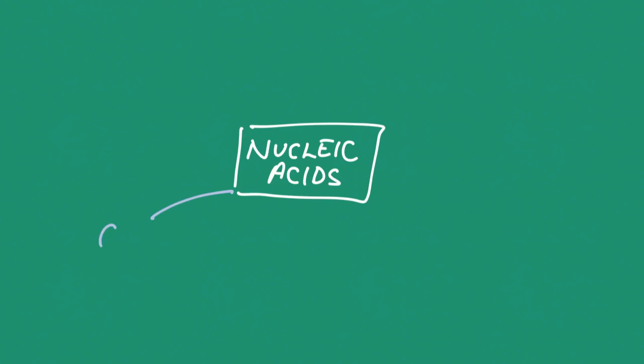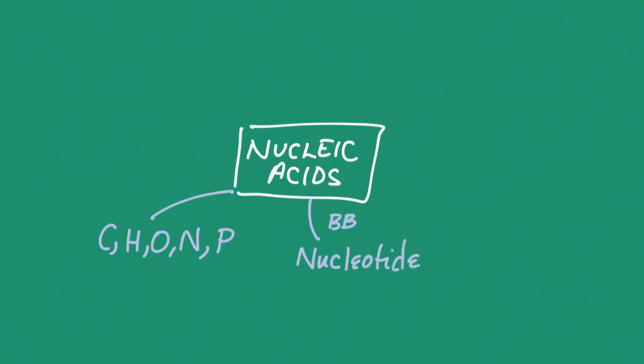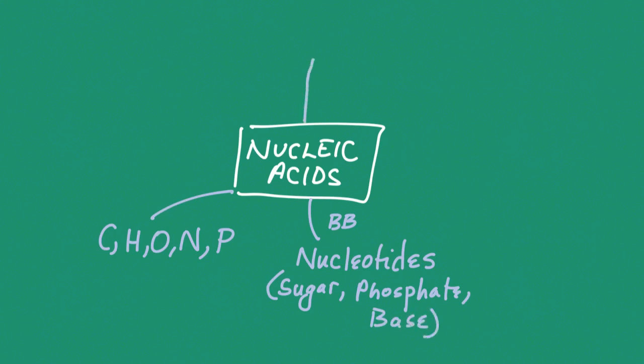Let's recap what we know about nucleic acids. Nucleic acids are made up of carbon, hydrogen, oxygen, nitrogen, and phosphorus. The building blocks of nucleic acids are nucleotides. Each nucleotide is made up of a sugar, a phosphate group, and a base. You could have 4 different bases: adenine, guanine, thymine, or cytosine.